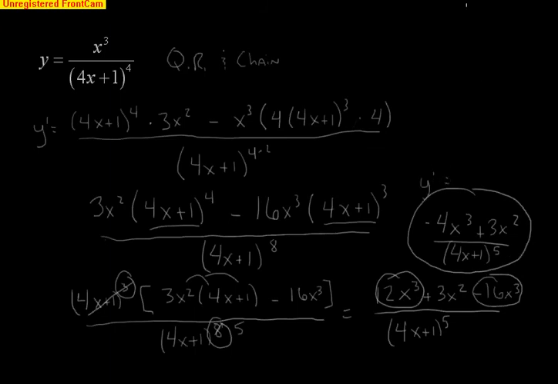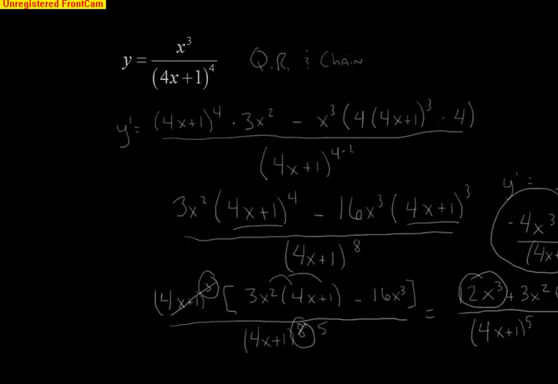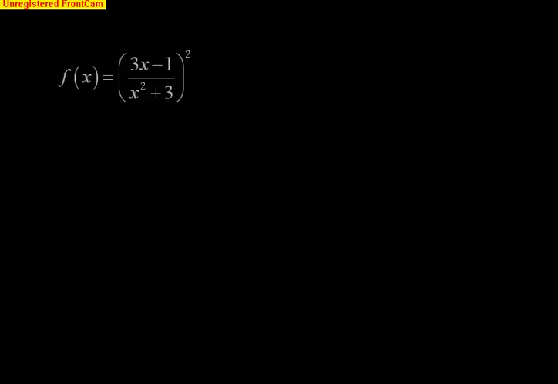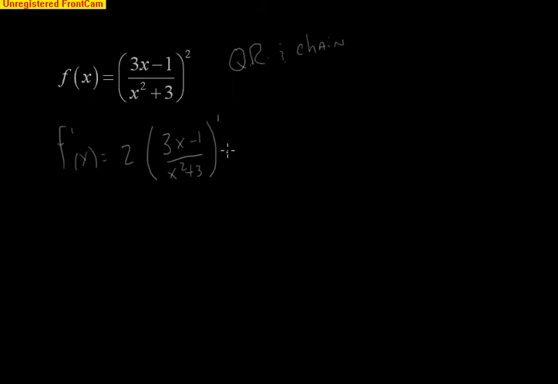Okay, one more example, and it's going to deal with big parentheses here, because when we multiply by the derivative of the inside, we'll have another quotient rule. So this is another one with a quotient rule and chain. Okay, so again, the derivative of the whole thing, so f prime here, that's going to be 2 times 3x minus 1 all over x squared plus 3 to the first times the derivative of the inside.